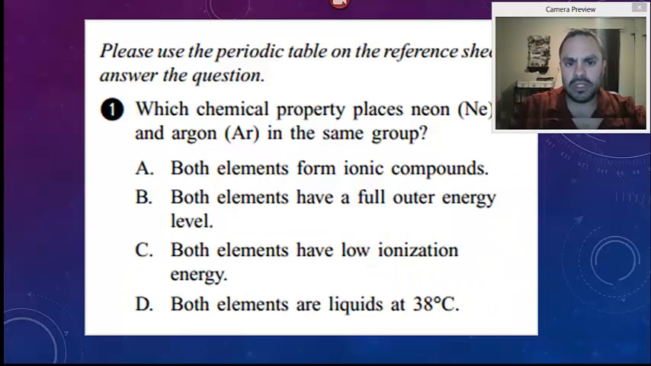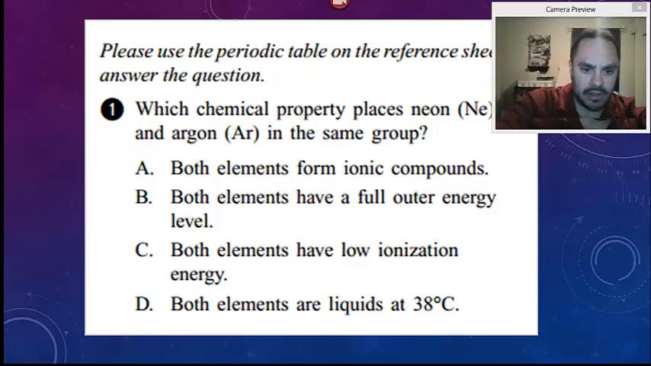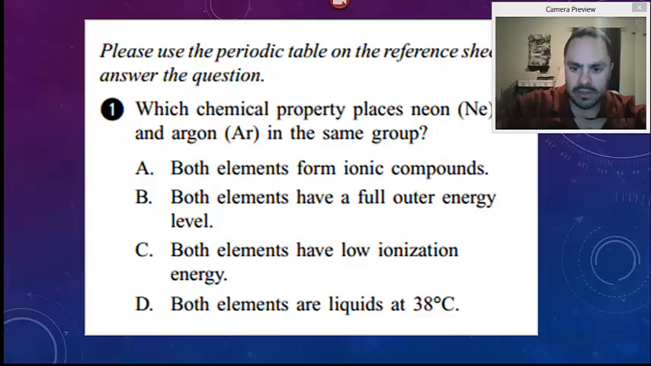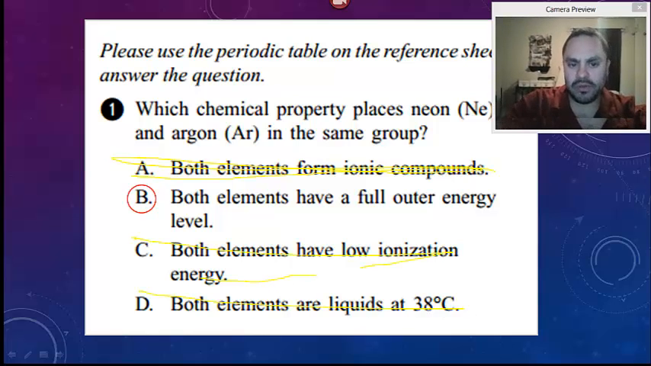This one says, which chemical property places neon and argon in the same group? Well, if you went back for a second, you would see that neon and argon, right here, are going to be happiest when they already have a complete full outer energy shell, so the answer here is B. It's not ionic compounds. They would not form ionic compounds. And this is irrelevant, this is also relevant, so the answer would be both, because they're both in that group, which is the noble gases.